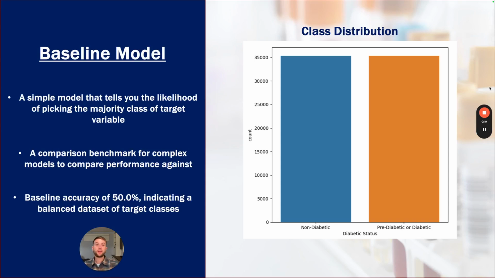Before creating 3 complex classification models, I needed to create a baseline model to serve as a comparison benchmark. This simple model tells the likelihood of picking the majority class of the target variable of diabetic status. The baseline model had an accuracy score of 50.0% due to the balanced amount of non-diabetic and pre-diabetic or diabetic classes in the data set.